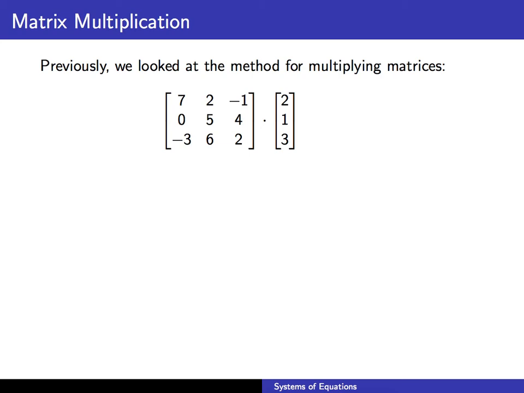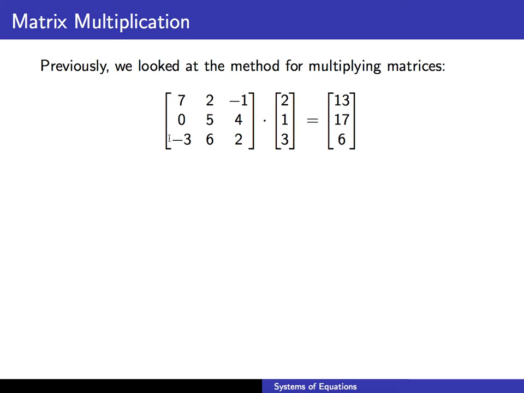For instance, if we have a 3 by 3 matrix with 7, 2, -1 in the first row, 0, 5, 4 in the second row, and -3, 6, and 2 in the third row, and we multiply that by a 3 by 1 matrix where we have a 2, a 1, and a 3 in the first column, then we end up with a 3 by 1 matrix that's 13, 17, and 6.